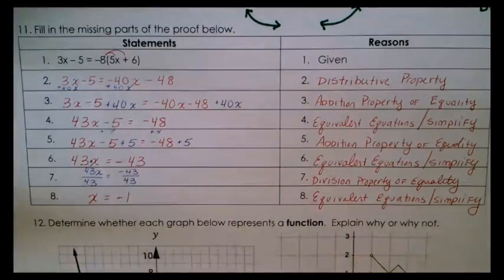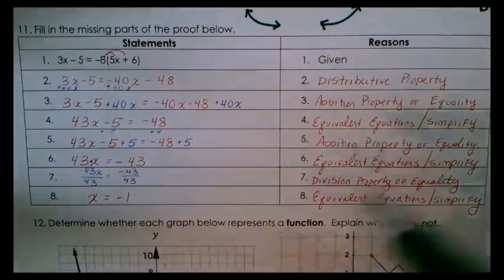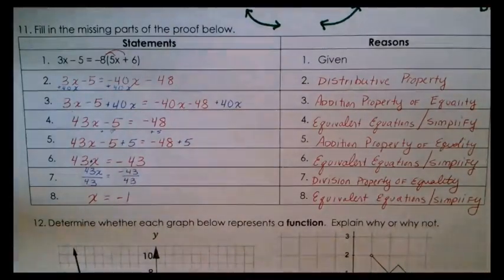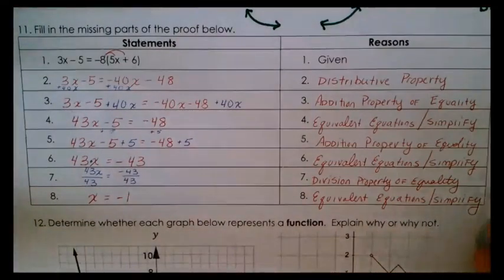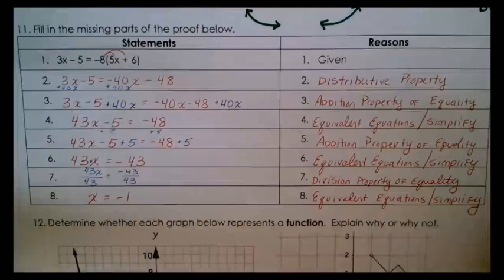And you're done. Now remember, these proofs, you're just going to go through the normal steps that you would do to solve. You just have to explain what you're doing. Are you adding the same number to both sides? Are you subtracting the same number from both sides? Are you dividing? Are you just simplifying the addition? What are you doing? Tell us what you're doing.